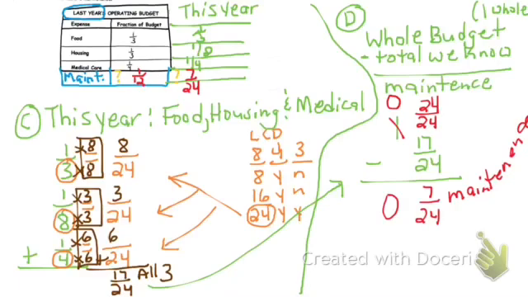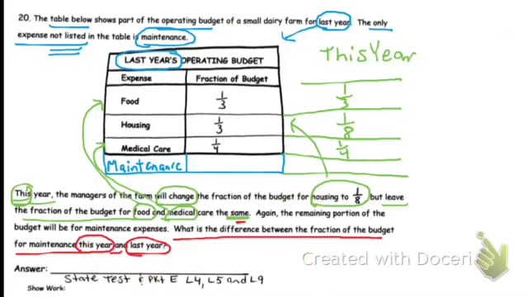So now I know maintenance for last year and maintenance for this year. I can go ahead and find the difference between the two.